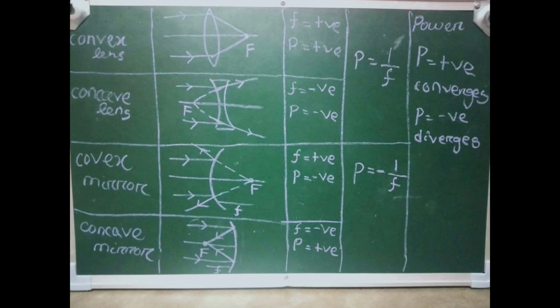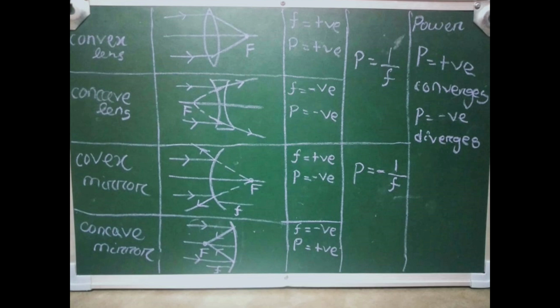But go to the mirror case. Here, in case of a convex mirror, rays diverge. The focal length is positive. Due to the rays diverging, the power is negative. So here the formula is P equals minus 1 by f. You remember this fact. Okay, student.